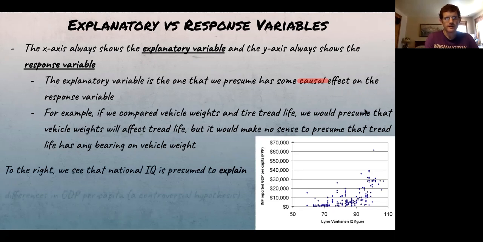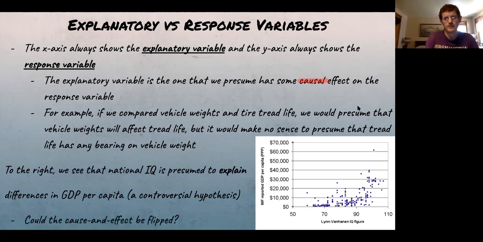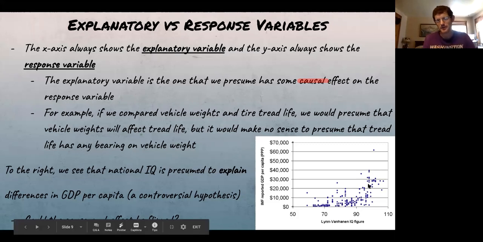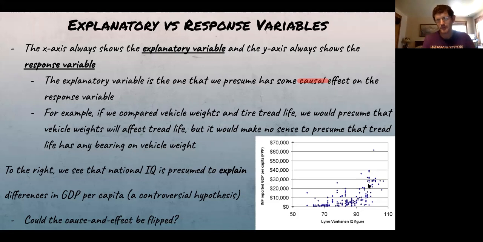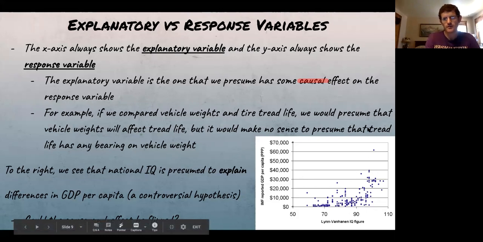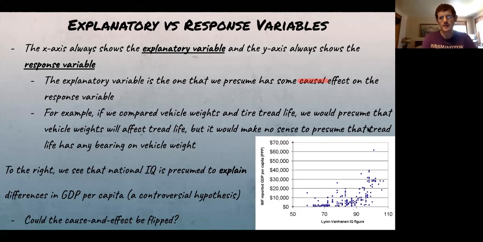So in this diagram, the national IQ is presumed to explain differences in GDP per capita. Now, this is from a book, and it's a controversial hypothesis, and just something to think about. You don't need to answer this out loud, but is it fair to say that IQ would cause the GDP per capita? Could GDP per capita cause national IQ to go up? These are kind of tricky situations, like which one is the explanatory, which one's the response, and we'll talk about this more. We're going to come back to this scatter plot throughout class today.